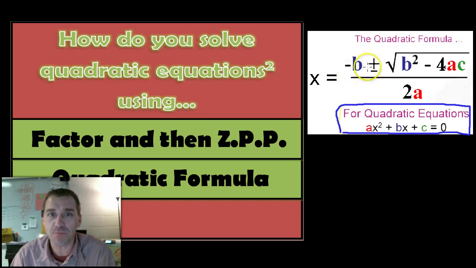X is equal to negative b plus or minus square root b squared minus 4ac all over 2a.